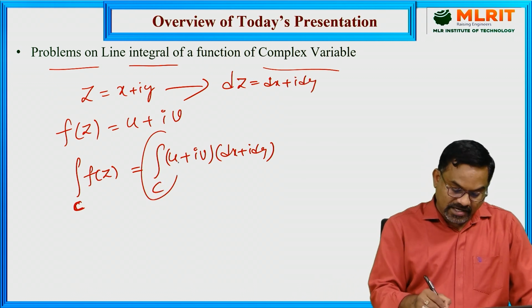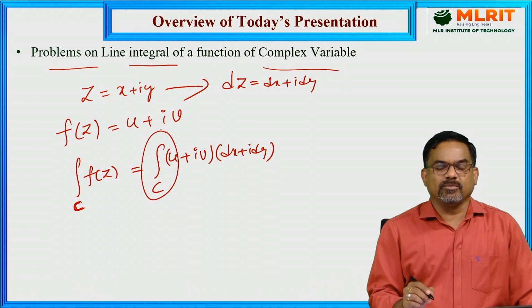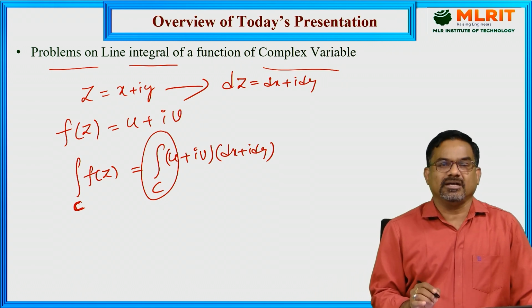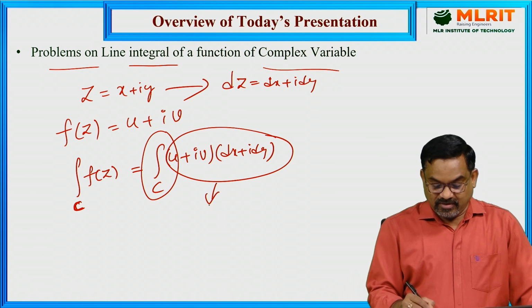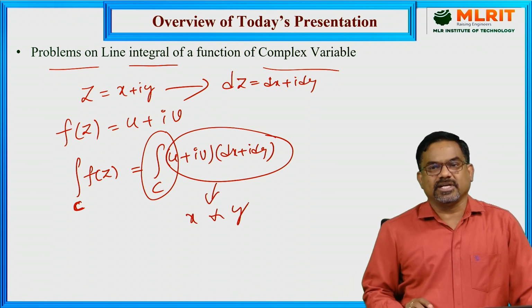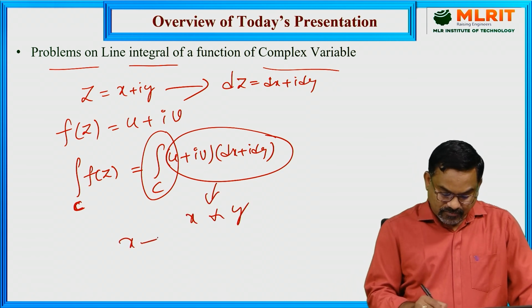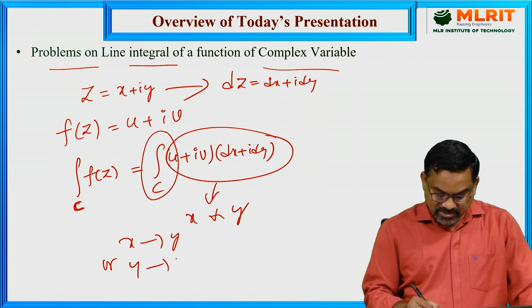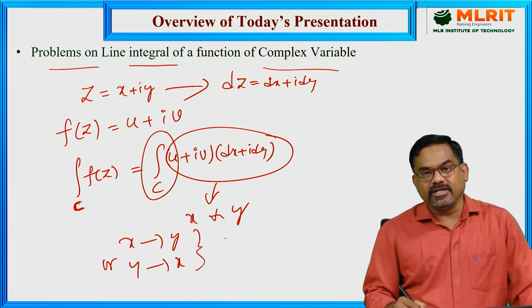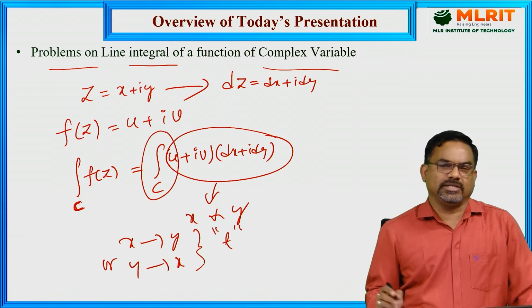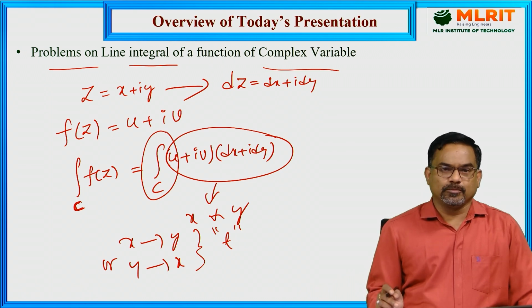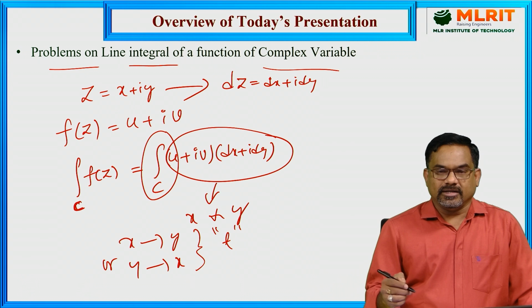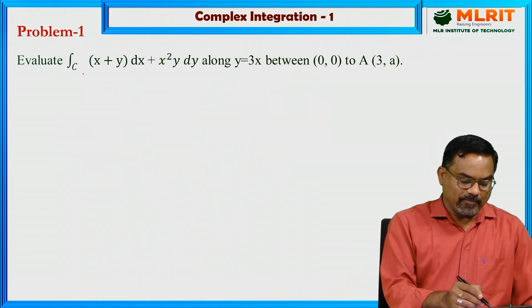So here the line integral means with respect to one variable only we can evaluate the integral. In the resultant of this function we will have both variables x and y. So either we need to transform x to y, or y to x, or both x and y in terms of a new variable t, theta, etc. In the last session we have solved two problems, and again in today's lecture I am going to continue the same. So let us solve the problem.